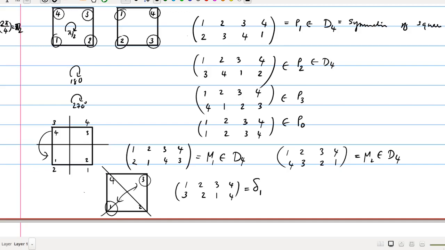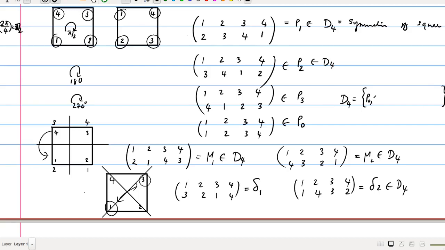Similarly, you can consider the other diagonal passing through 1 and 3, that will give the function 1 2 3 4, where 1 and 3 are fixed. That diagonal reflects 2 and 4, so you can see 4 here and 2 here. This is denoted as delta 2, which is also an element of D4. So these 8 elements, row 0, row 1, row 2, row 3, mu1, mu2, and delta 1, delta 2, constitute the group of symmetries of a square or a regular polygon with 4 sides.